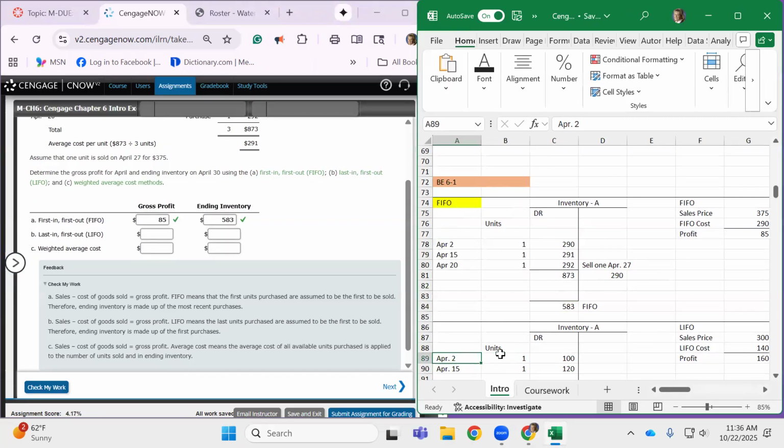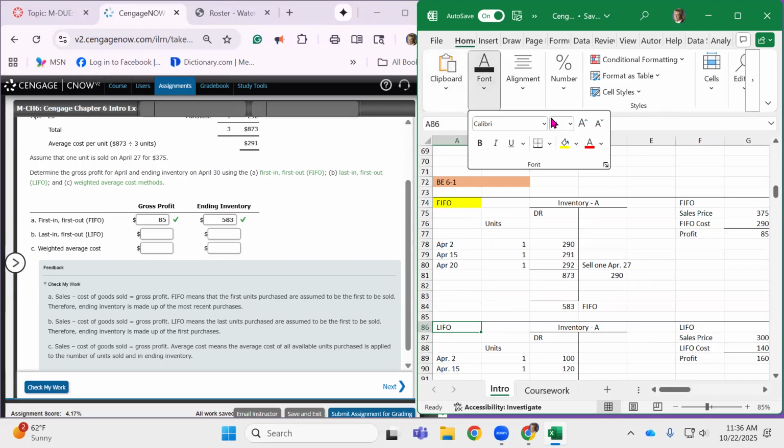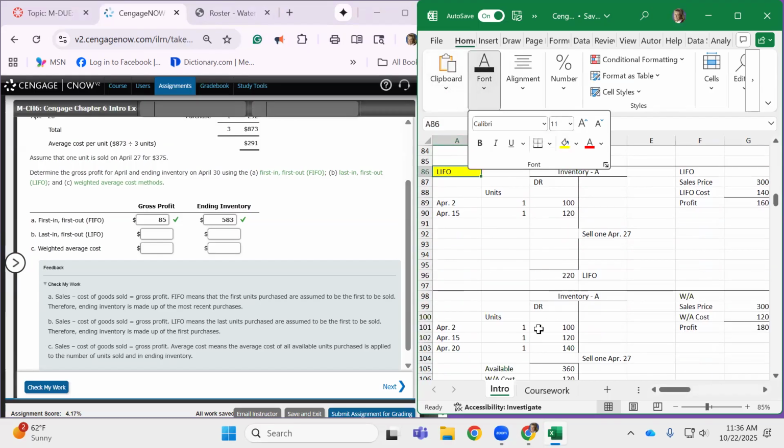So I've got them down here, and I just do them separately. So this is going to be LIFO now. I think is what they want next. Yes. Last in, first out. Okay, let me highlight that's the cost flow assumption we're using. And then we are going to use weighted average next.